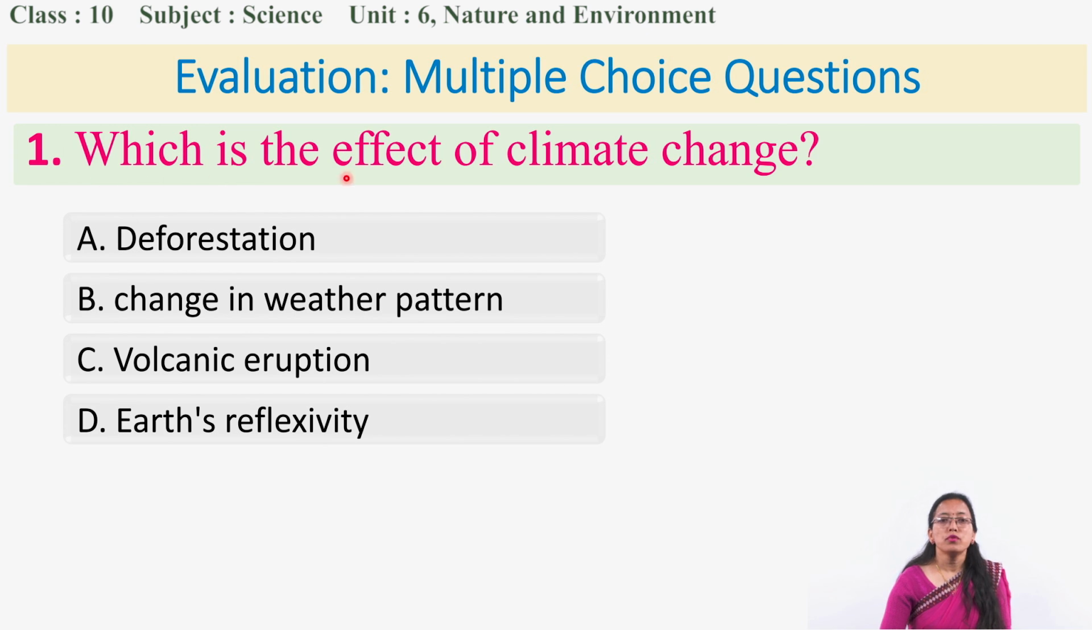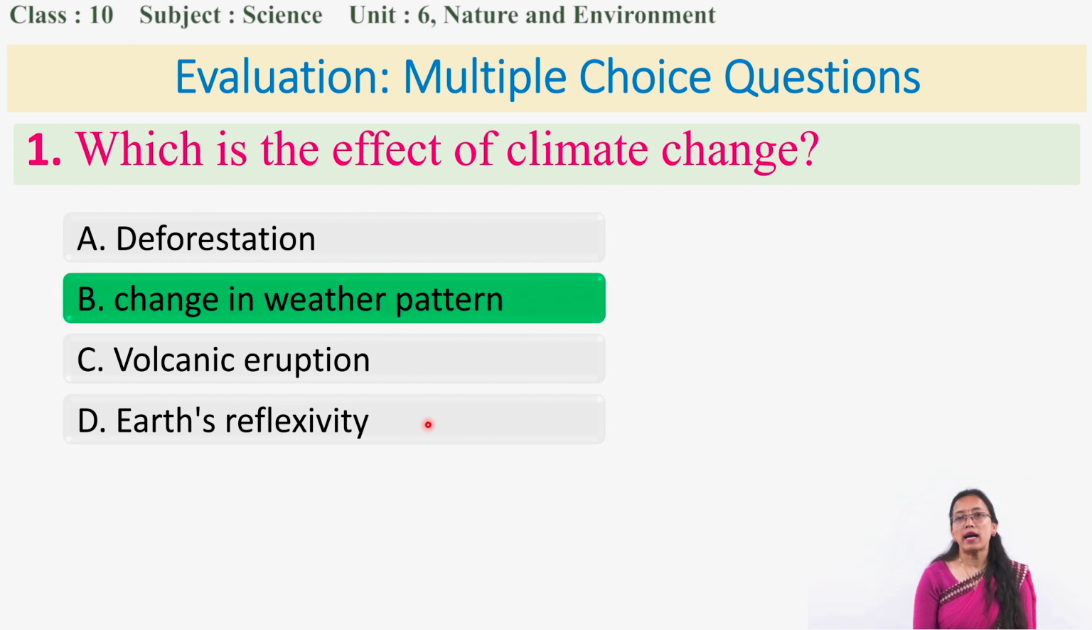First question is, which is the effect of climate change? There are four options: deforestation, change in weather pattern, volcanic eruption, Earth's reflectivity. Which one is the correct option from this? Very good, change in weather pattern.